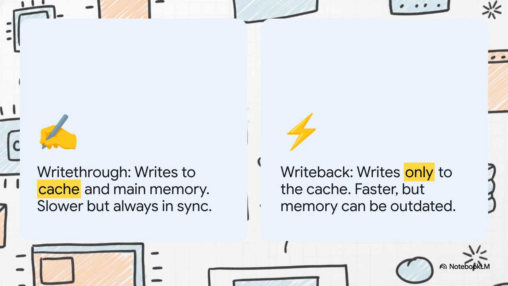The alternative, write back. This is the live fast option. The controller only writes to the cache, which makes the whole thing incredibly quick. The main memory only gets updated way later, right when that specific cache line is about to be kicked out.